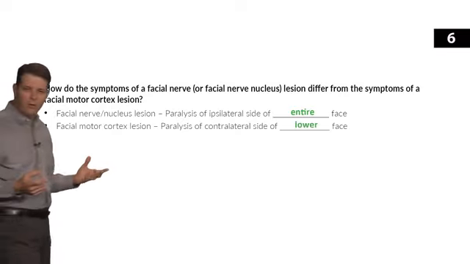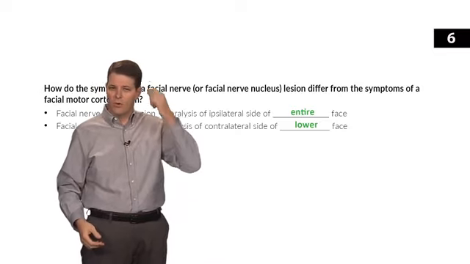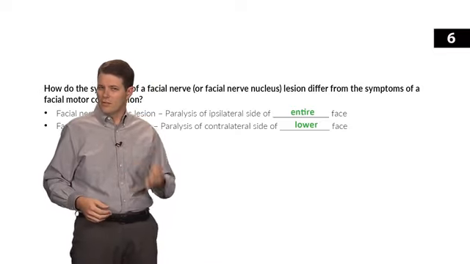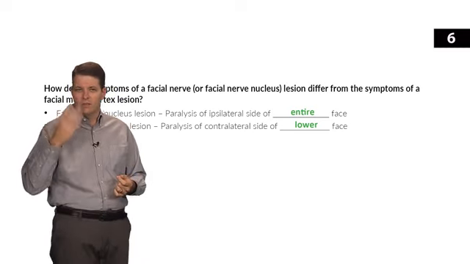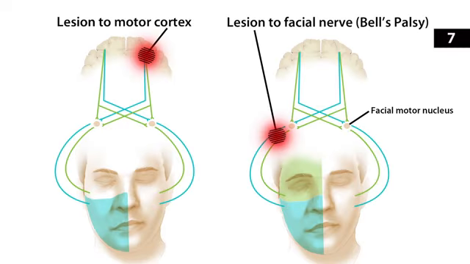The contralateral part probably makes sense because you know that the right side of the face is controlled by the left motor cortex. But why does a stroke not affect the upper face? Well, look at the next question. The facial motor nucleus receives motor fibers for the lower face from the contralateral motor cortex, but it receives motor fibers for the upper face from both motor cortices.